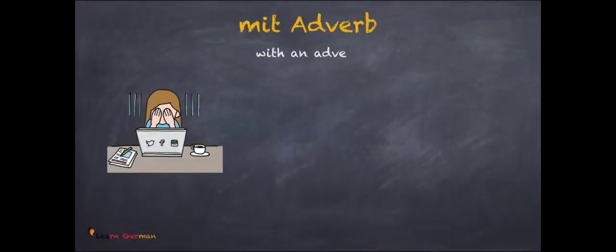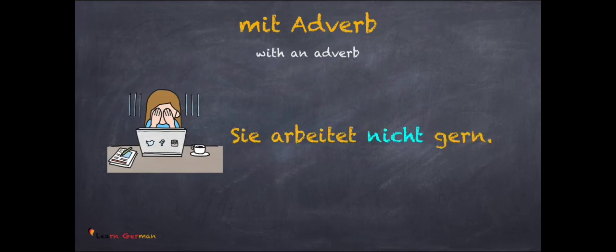Let's move on to see another example. Mit Adverb. Sie arbeitet nicht gern. Here also, gern is being negated with nicht, which is placed just before it.